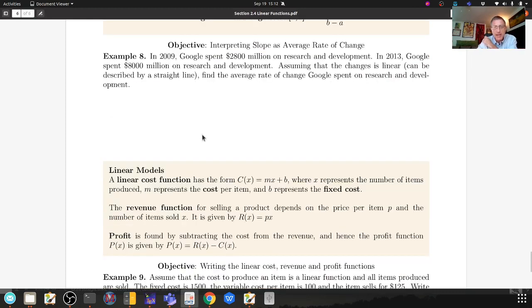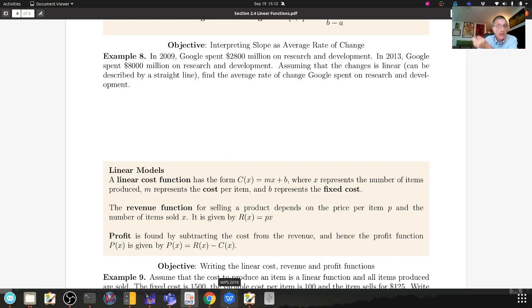So here we have an example. It's an example of what? Oh, Google. So in 2009, Google spent $2,800 million on research and development. In 2013, Google spent $8,000 million on research and development. So their spending increased. Assuming that the change is linear, that means it can be described by a straight line, find the average rate of change.